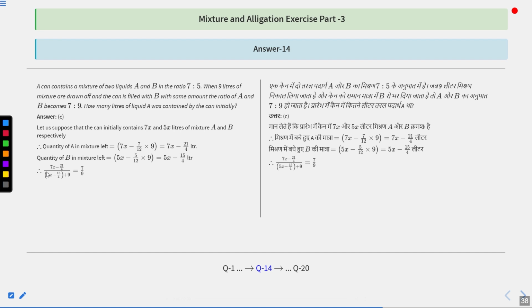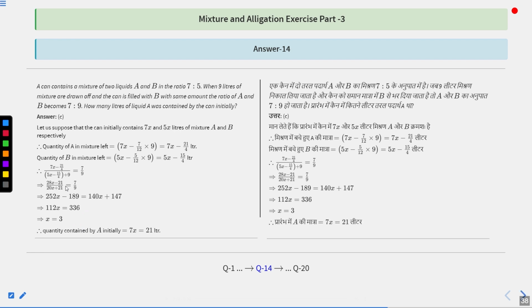So we use the alligation formula. Now 7x minus 21 by 4 upon 5x minus 15 by 4 plus 9, because 9 liters of liquid B is added, so it will become ratio 7:9. So when we calculate it, we get the value of x, which is 3 liters. So x equals 3. What will be the quantity of A? We let it 7x, so it will become 21 liters.